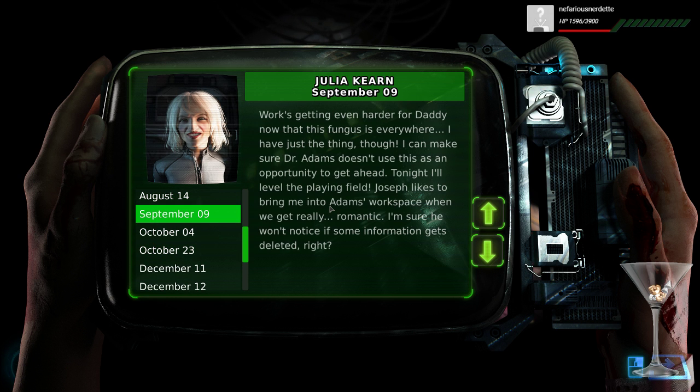September 9th. Work's getting even harder for Daddy now that this fungus is everywhere. I have just the thing, though. I can make sure Dr. Adams doesn't use this as an opportunity to get ahead. Tonight I'll level the playing field. Joseph likes to bring me into Adams's workspace when we get really romantic. I'm sure he won't notice if some information gets deleted, right?